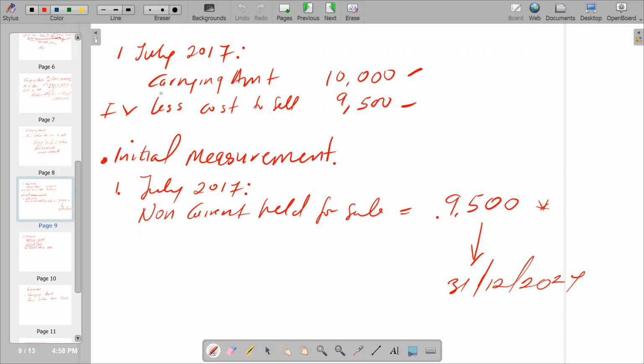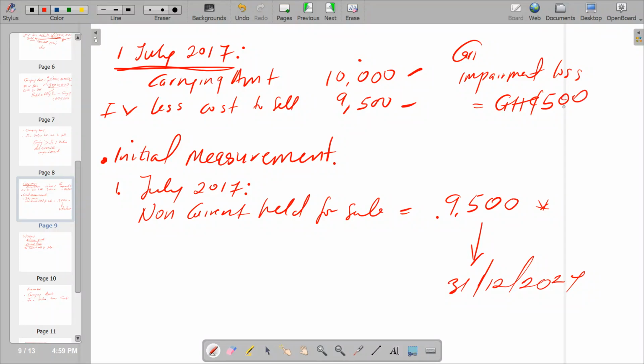Okay, so here on 1st July 2017, after determining the carrying amount, which is 9,500, we have to determine impairments, because you can see that the carrying amount is more than the fair value. So we have to record impairment loss of 500. See, there's an impairment loss of 500. So this will go into our income statement as an expense.